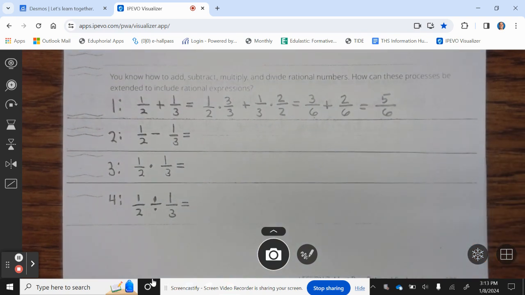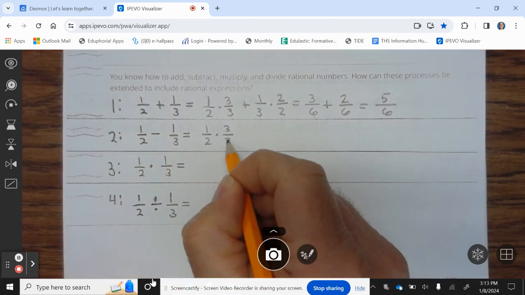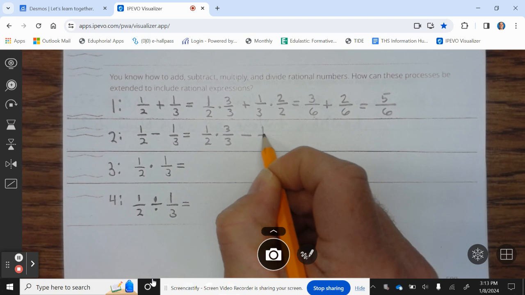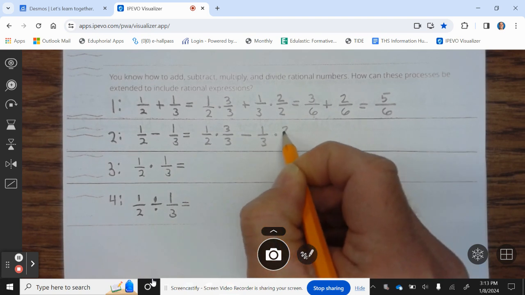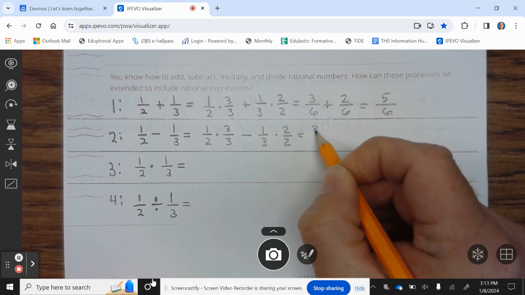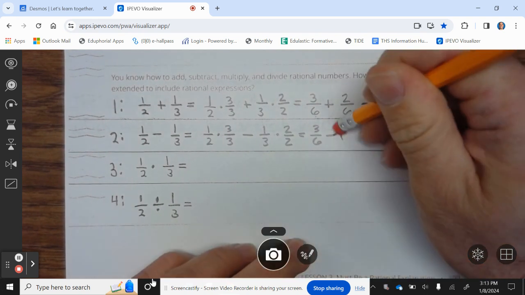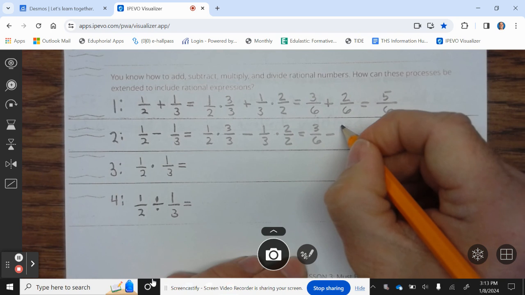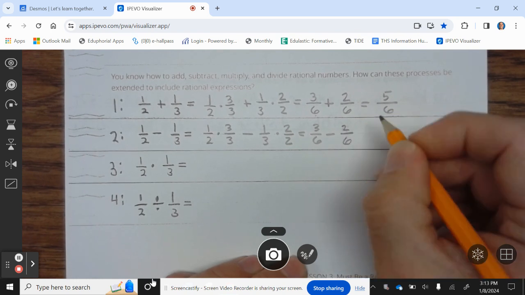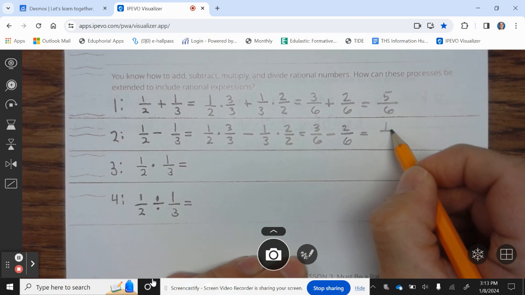Let's take a look at number 2. Number 2 is the same as number 1 except it's subtraction, so we need to do 1/2 times 3 divided by 3 minus 1/3 times 2 divided by 2. So that's 3/6 minus 2/6 equals 1/6.